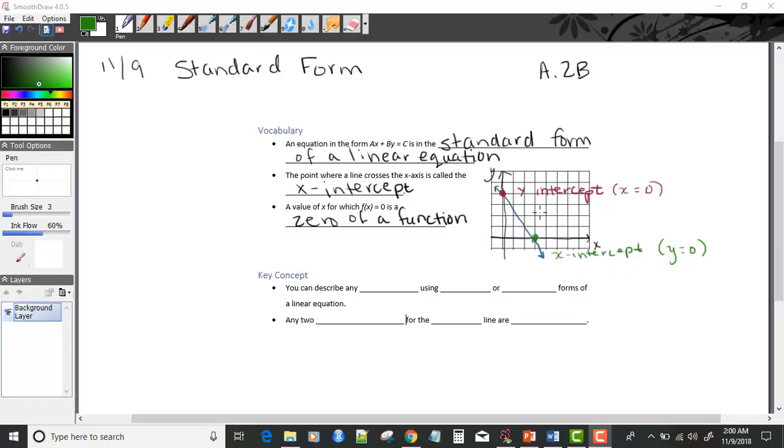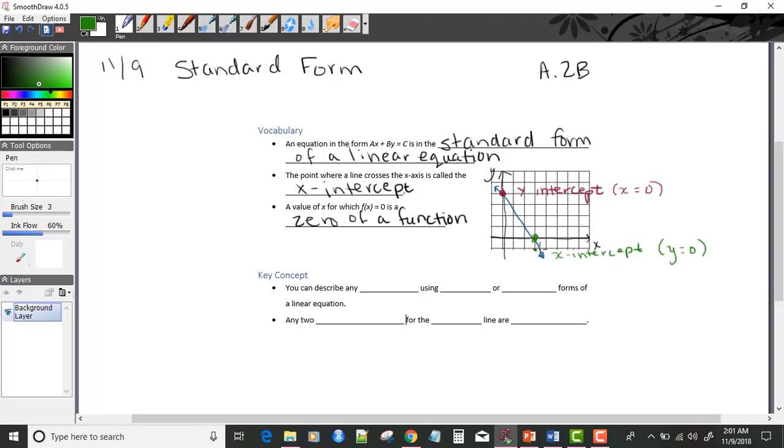The final form of a linear equation that we're going to learn this year is called standard form. Standard form is an equation of a line that's written in the form ax plus by equals c. There's two other vocabulary words that we're going to learn. One is x-intercept. That's the point where a line crosses the x-axis.